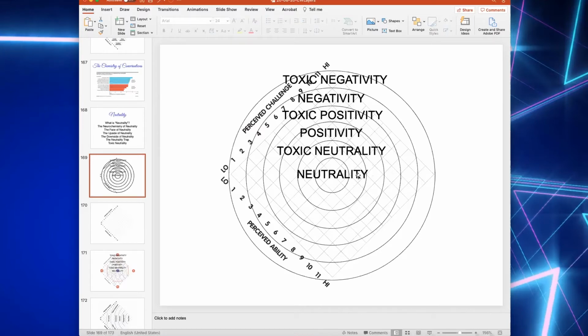Positivity, toxic neutrality, and neutrality. So let's just look at them going horizontally. And by the way, there's no reason at all for me to hold any sort of a belief that the toxic versions are equal in width to the healthier ones. It could very well be the toxicity is a very narrow kind of a band, and the general negativity, general positivity is a much wider kind of a band.